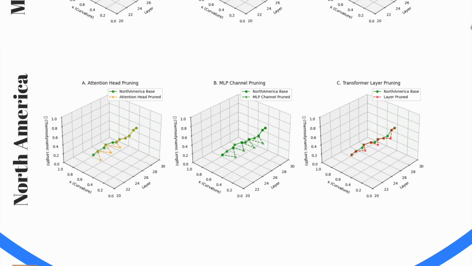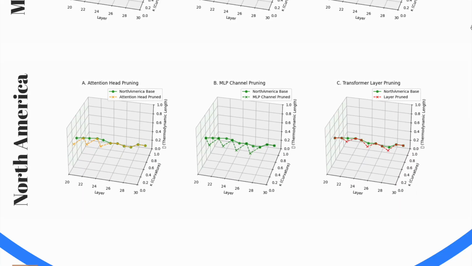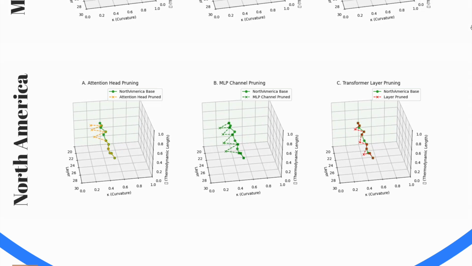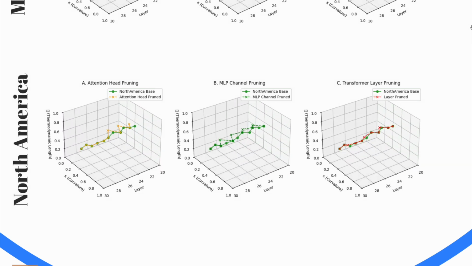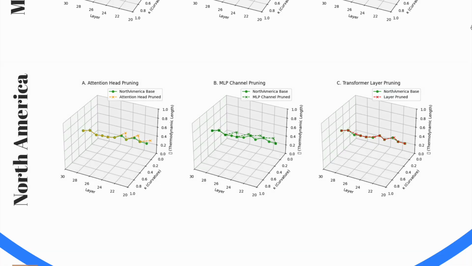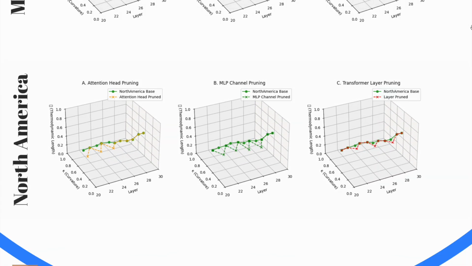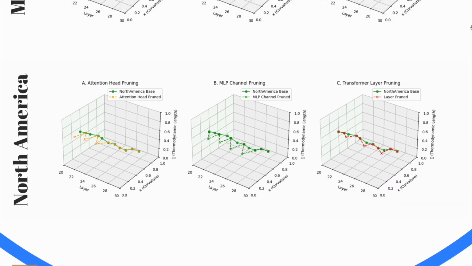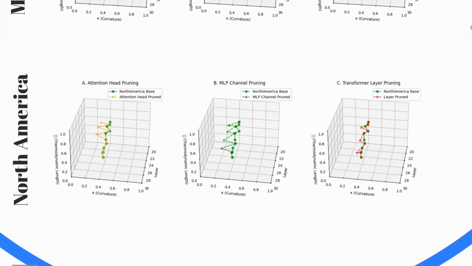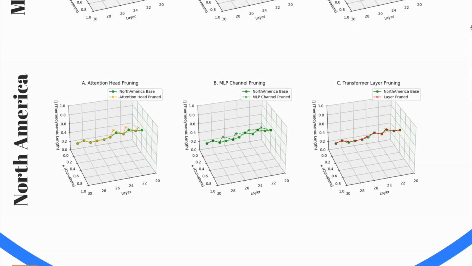MLP channel pruning in green. Dropping feed-forward channels thins the feature basis. Length contracts steadily from layers 21 to 29, and curvature flattens in a gentle staircase. Translation: fewer descriptive features to recruit. Answers often stay correct but lose nuance and policy shading, so reasoning sounds more literal.